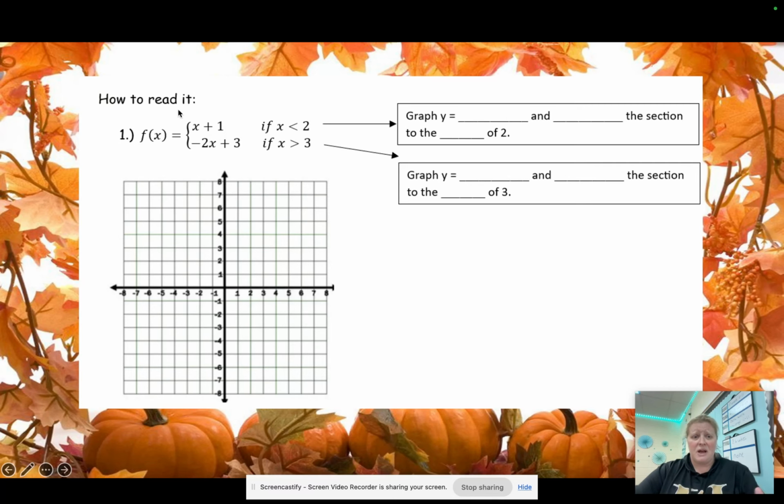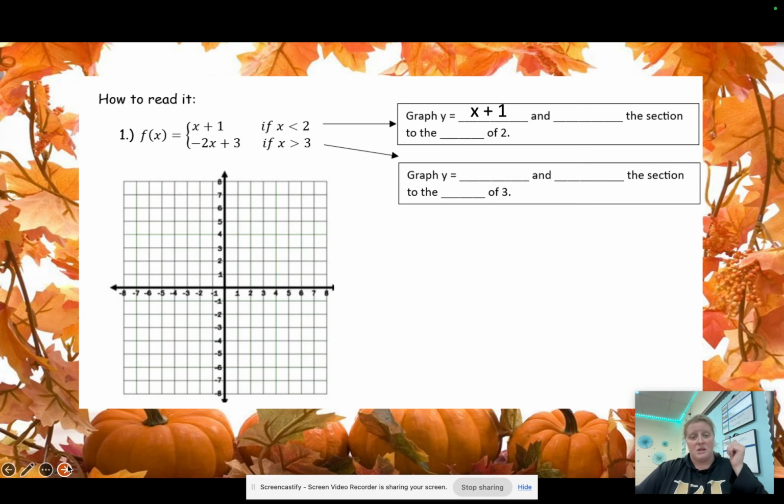So this is how it's going to be presented. They're going to have the f of x, remember that's the same thing as y. Then they're going to have an equal sign like normal. And because there's more than one line here, each of these represents a line, they're going to use a brace. That just means here's all of the stuff that I want you to graph. It's just a notation. This is the section we're going to keep for the first line, and that's the section for the second.